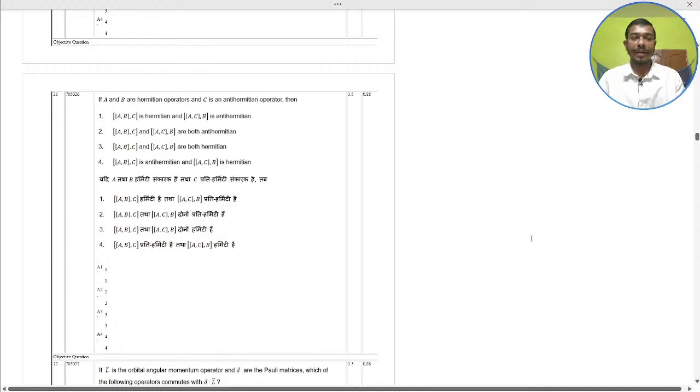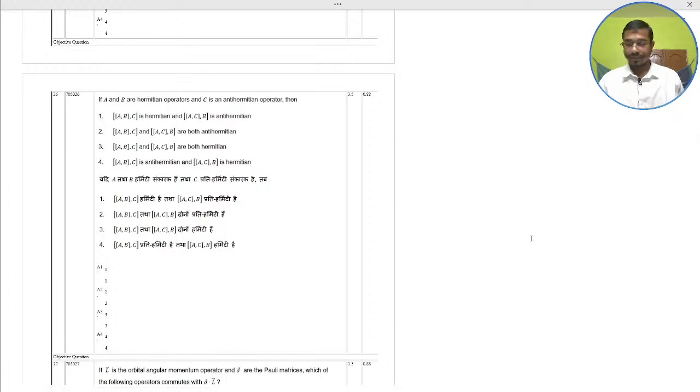If A and B are Hermitian operators and C is the annihilation operator, then what should be the correct statement? So this is for the commutator, from quantum mechanics. Okay. Just a minute.